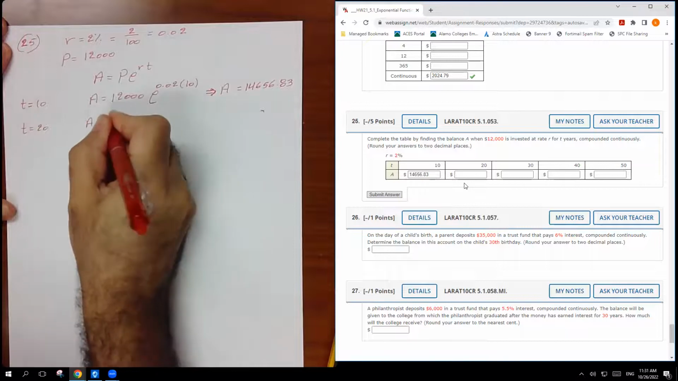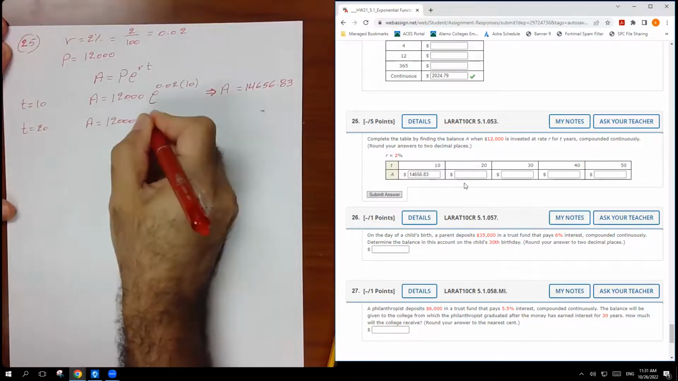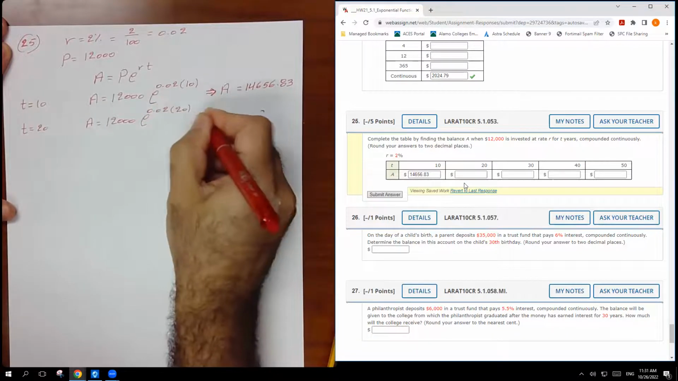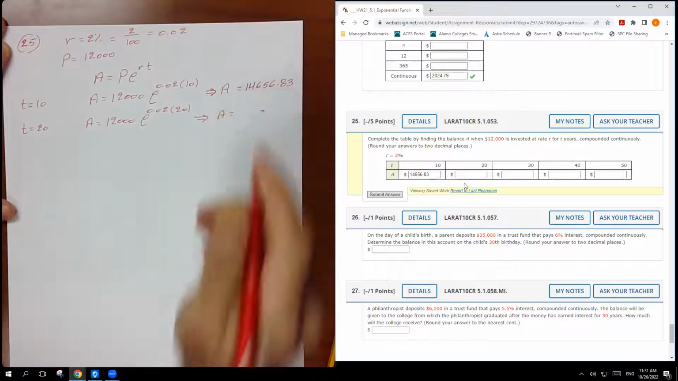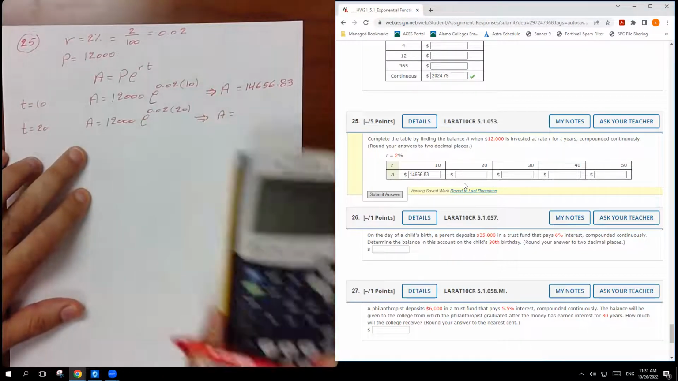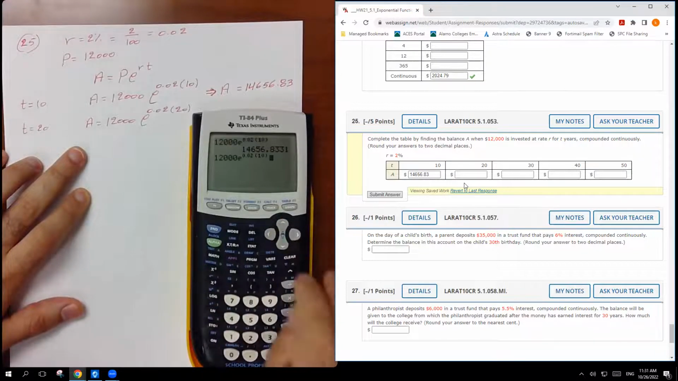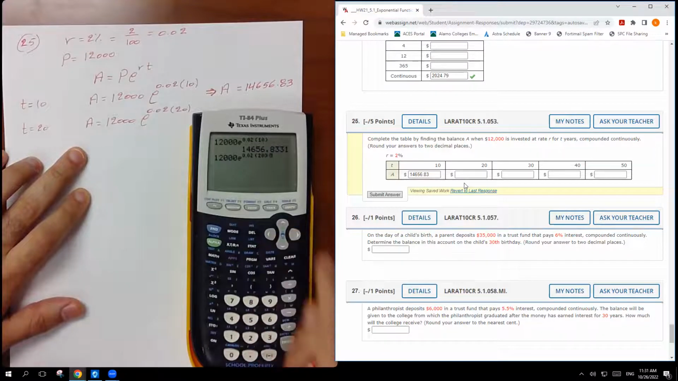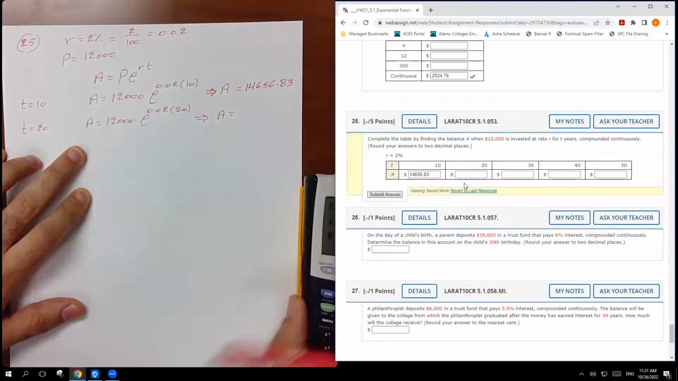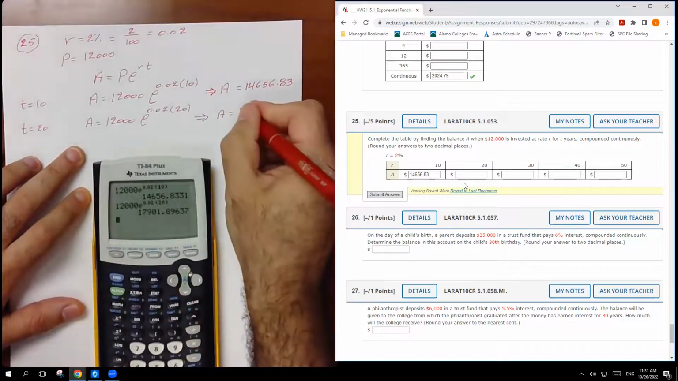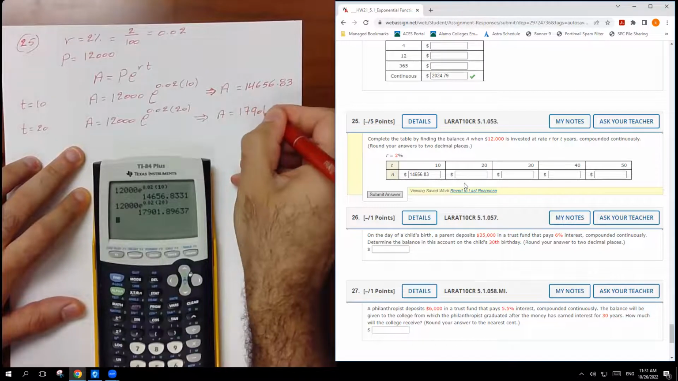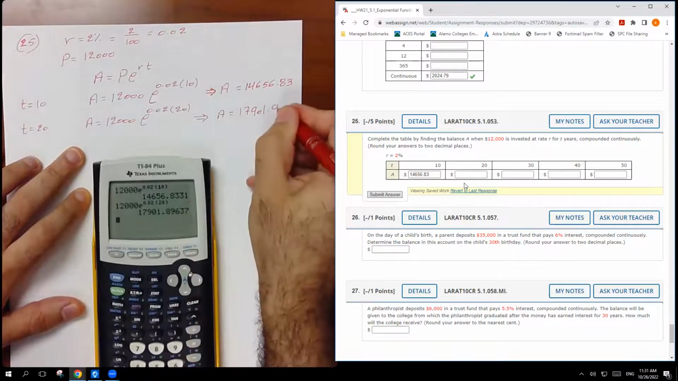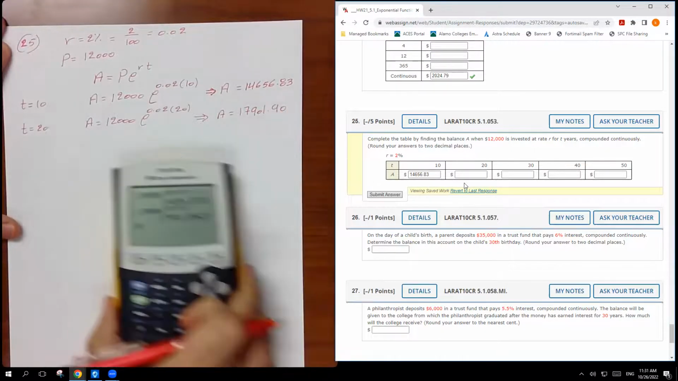A is going to be 12,000 e to the rate 0.02 times 20. That means the balance in the account is going to be, I'm going to do the same thing, the same function. We're just going to change the time from 10 to 20. So it's going to be 17,901.89. I'm going to round it, so it's going to be 90 cents. This is the second one.